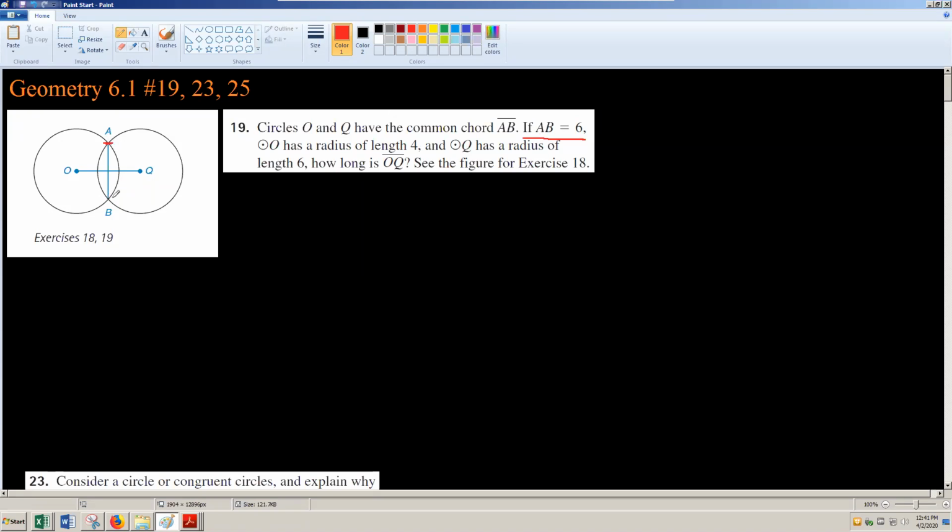So as I look at this thing here, from here to here is 6. Now I'm going to also label some information, which is that O has a radius of 4. If O has a radius of 4, any point like from O to A or O to B is also going to be 4. Cool. We also get our circle Q, which has radius 6 and 6 as well here.